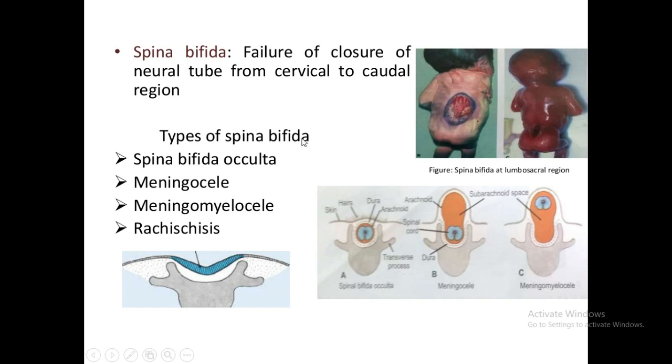Spina bifida again has two types: spina bifida occulta and spina bifida cystica. Cystica has three types: spina bifida with meningocele, meningomyelocele and rachischisis. In case of spina bifida, there is splitting of the vertebral arches. This is the vertebral body and these are the vertebral arches. There is splitting of the vertebral arches due to failure to close the vertebral arch. And here we see the nervous tissue with its covering meninges.